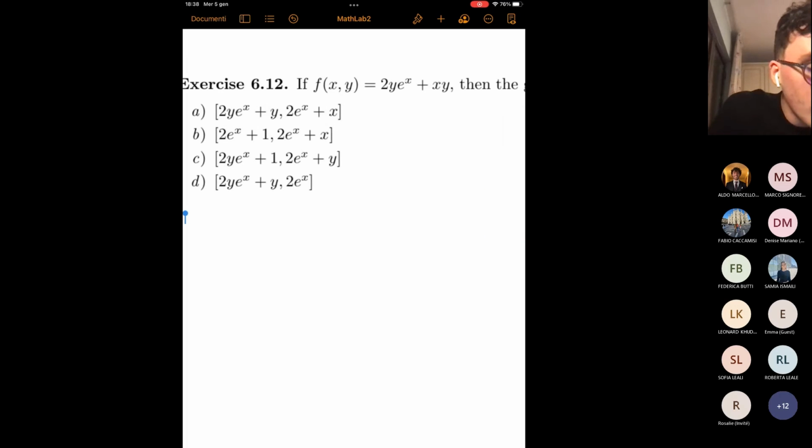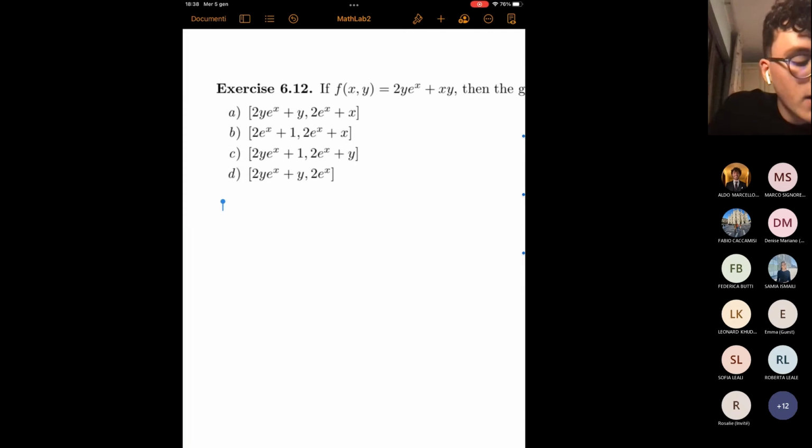Instead, for the second term, as I said before, we have to consider y as a constant, and x as the variable. So basically, the result in order to calculate that function would be simply 2y e to the power of x plus xy.